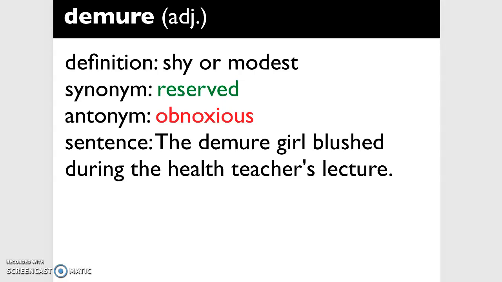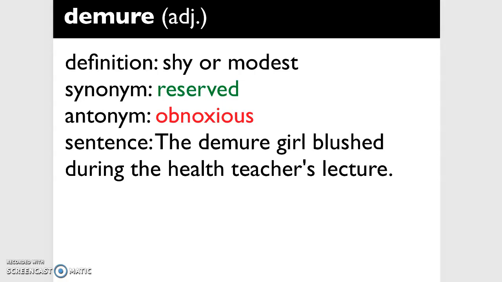Demure. Good. A definition of demure is shy or modest. So usually we refer to a person with the word demure. So the demure girl, the demure teacher, the demure actress. It's usually in reference to a person, though I suppose it could be for an animal too. But you wouldn't say the demure couch. That doesn't really make sense. It's more for a person.